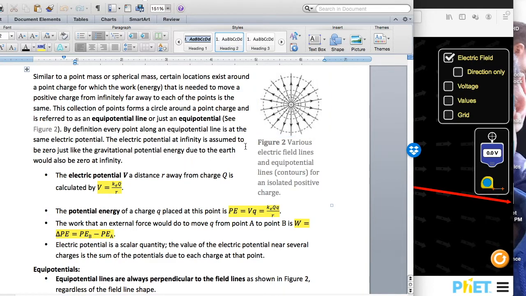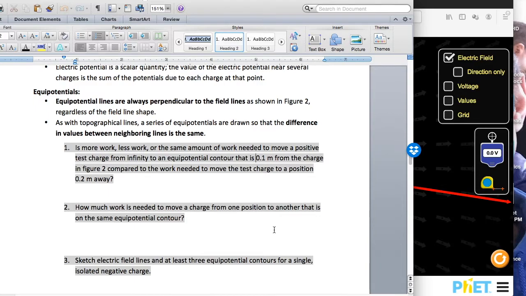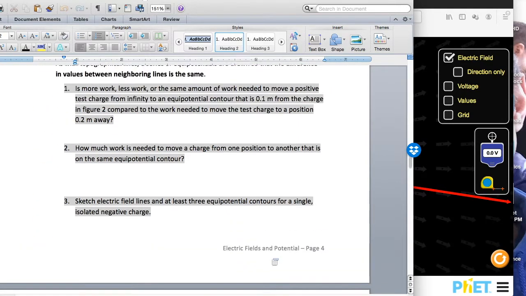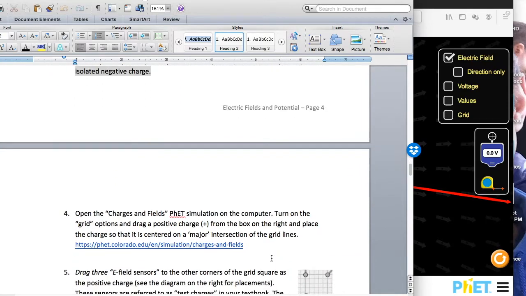Something it says in the text here, the equipotential lines are always perpendicular to the field lines. That's good to know. They do get more complicated when we don't have isolated point charges, but for an isolated point charge, because they're circles, symmetry is on our side, and we can just sketch it the same way. All right, we're making progress.